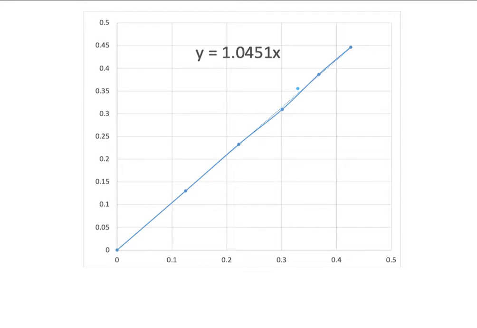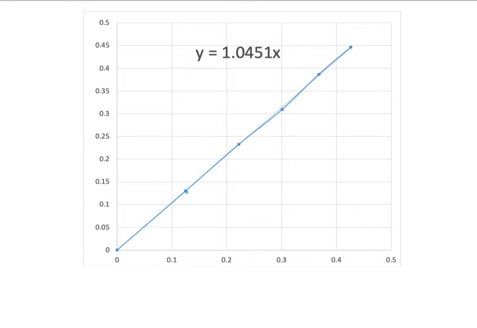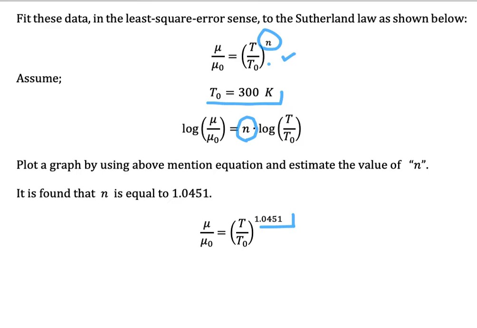The value of n here is actually the gradient of that graph. From a simple calculation of the gradient, maybe you could use this point and this point, and you could get the value of n. The gradient is 1.0451. Then we substitute the value in this equation. If we change this equation into this kind of equation, we will have the value of n as 1.0451. That is different from the value of n that we used in the previous calculation, which is 0.66, if I'm not mistaken. Okay, so this is the idea.